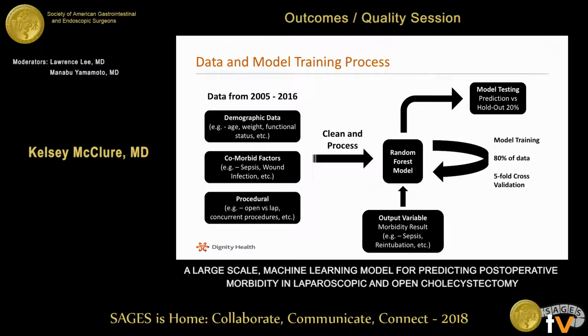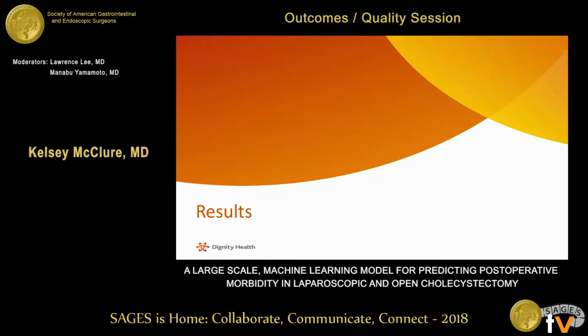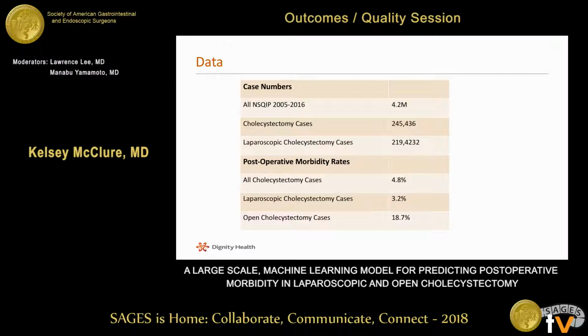In our study, 17 postoperative morbidity outcomes were combined into a single binary output variable, either the occurrence of a morbidity or no occurrence. The NSQIP database has over 4.2 million cases and more than 250,000 cholecystectomy cases, most of which are performed laparoscopically. As you can see, there is a much higher risk of postoperative morbidity if the cholecystectomy was performed open.